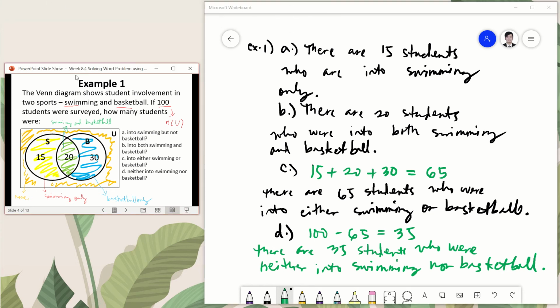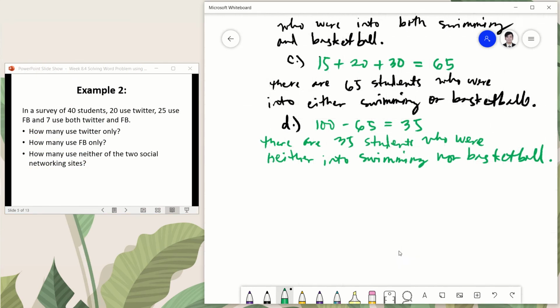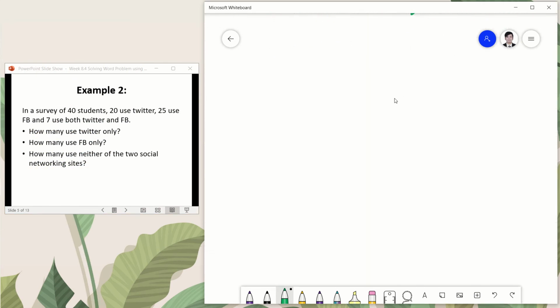Okay, let's try to answer another problem. Let's have example 2. In a survey of 40 students, 20 use Twitter, 25 use FB, and 7 use both Twitter and FB. And we have questions here. Now you might be wondering, why is our first question, for example, how many students use Twitter only? So what makes it different from our given?